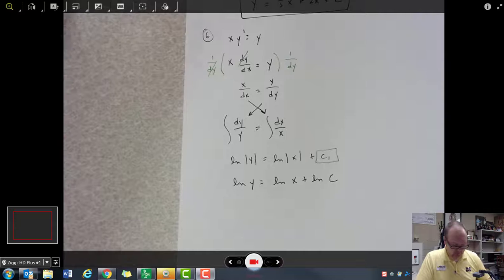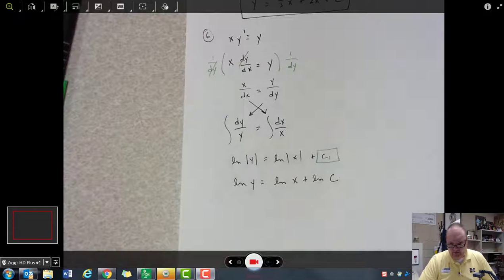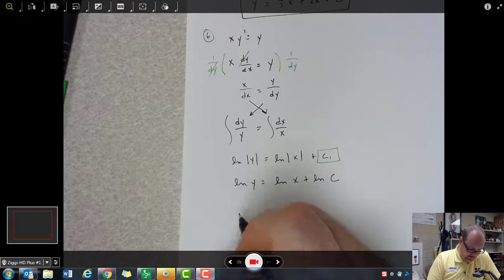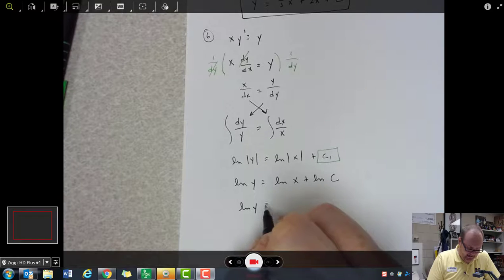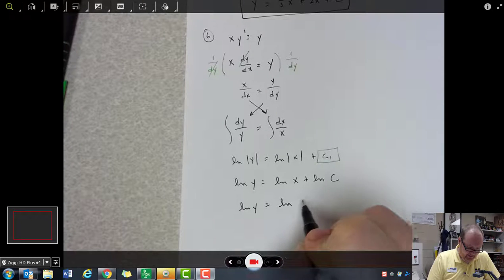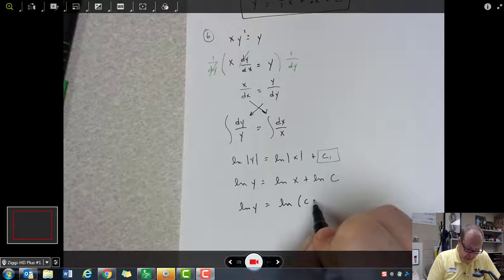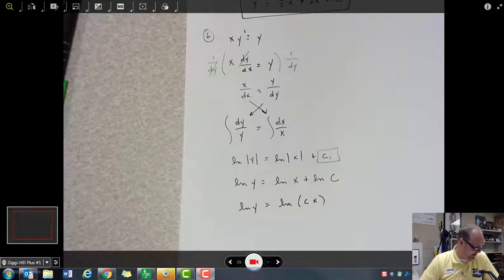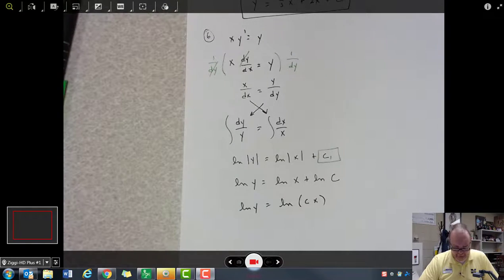Why did I want to do that? Well, now I can make use of my properties of logarithms. If I'm adding, that's the same thing as multiplying. C times x, x times c. I just put the constant in front.